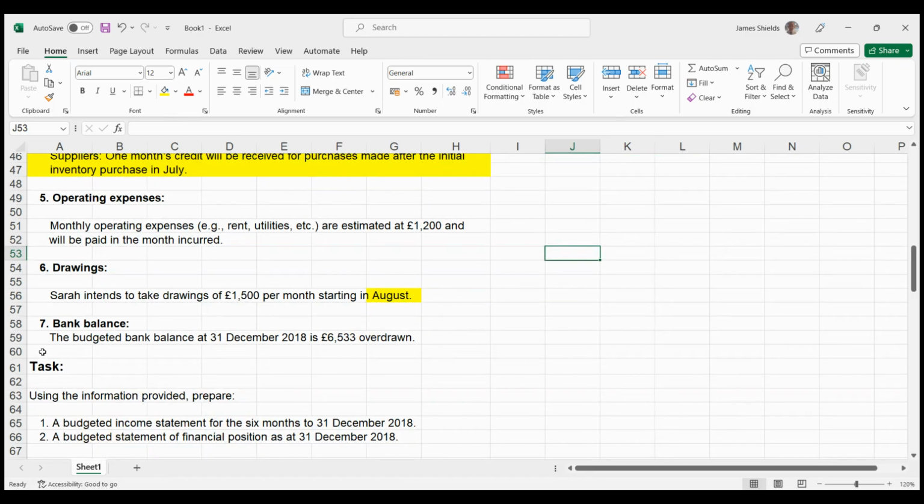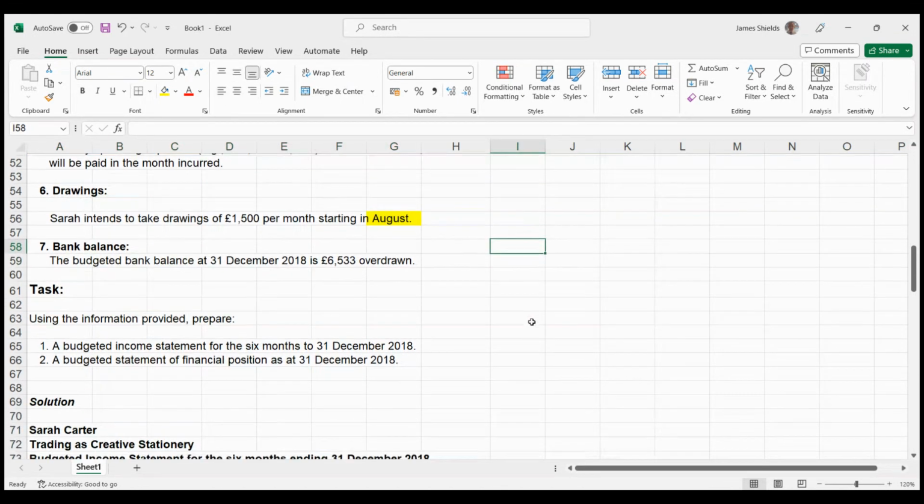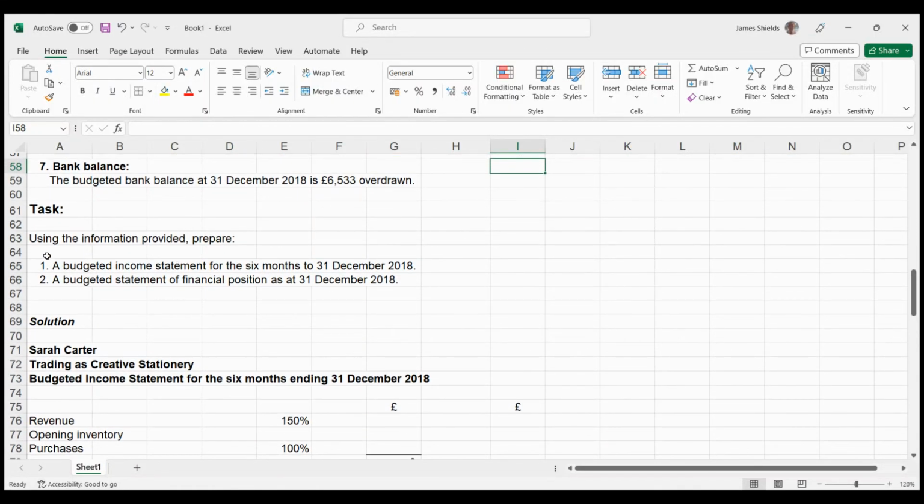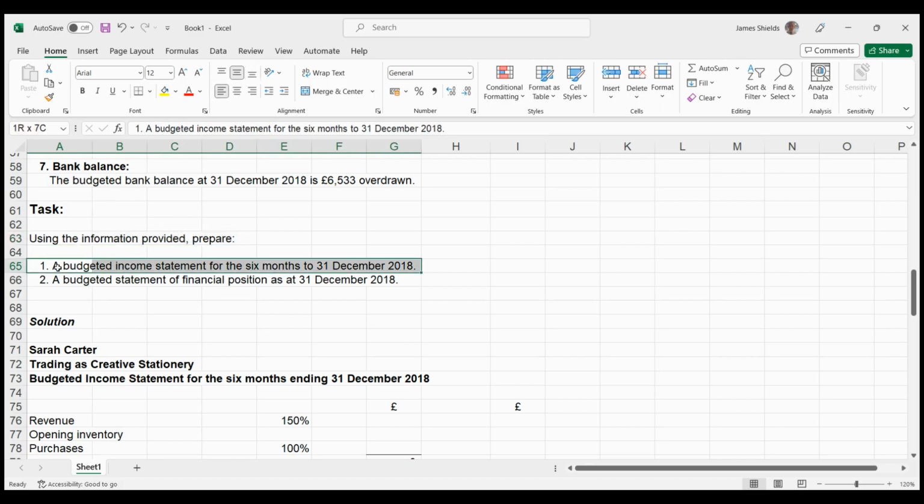Bank balance. Okay, now the bank balance. The budgeted bank balance at the 31st December 2018 is £6,533 overdrawn. Now, what do we have to do? So the task is, using the information provided, we'll prepare 2 things. First of all, we'll do a budgeted income statement for the 6 months to the 31st December 2018. And secondly, a budgeted statement of financial position as of the 31st December 2018.